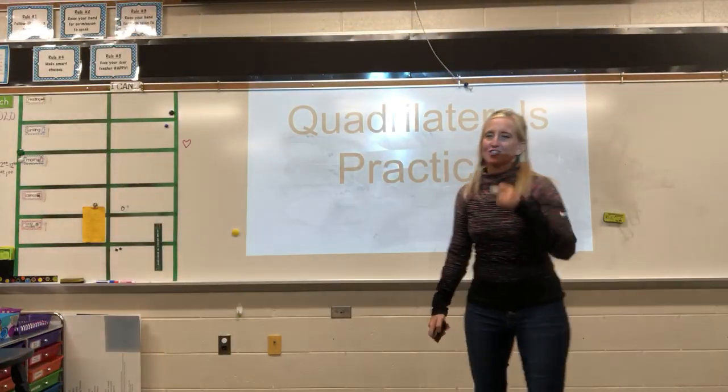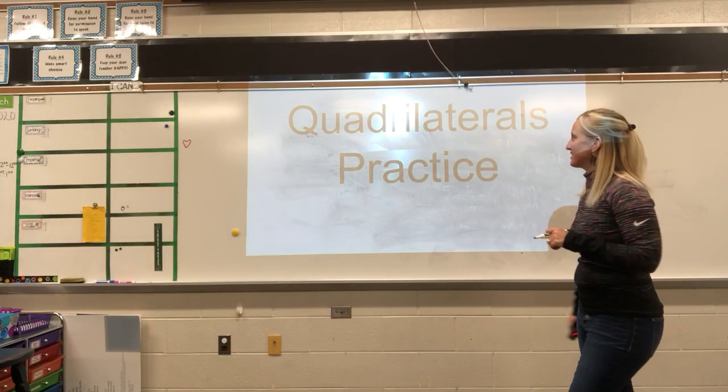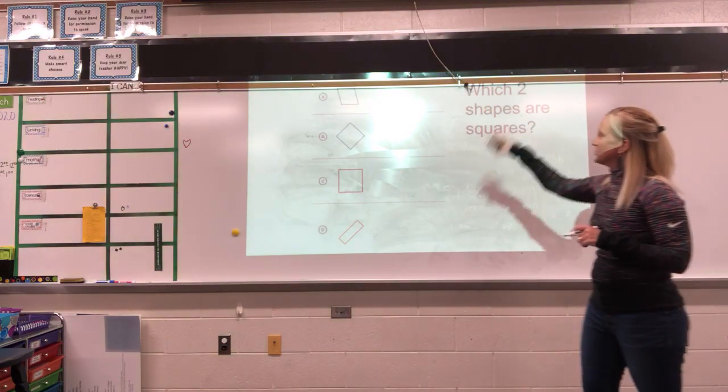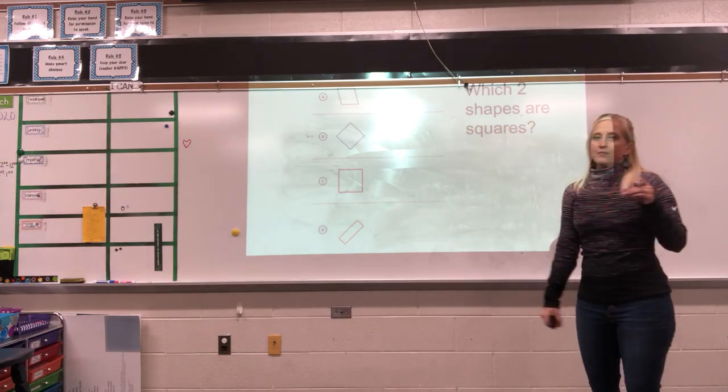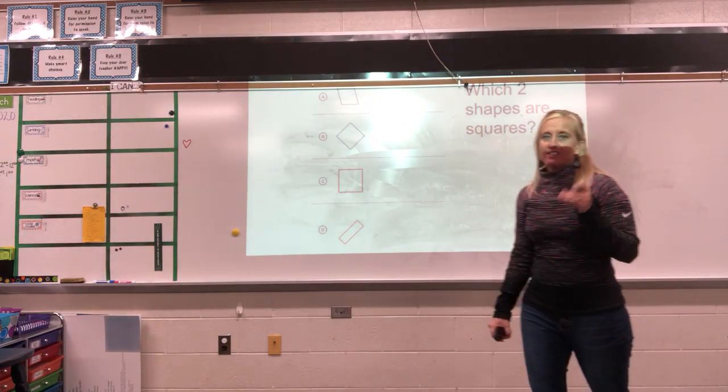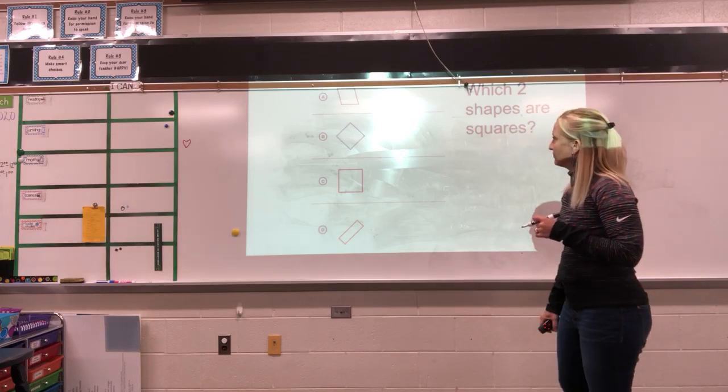Quadrilaterals practice. Let's try this based on what we just learned in that mini lesson. Okay, so first of all, it says which two shapes are squares. So look at these four shapes right here. Try to pick two that are going to be squares and then come back when you're ready for the answer.